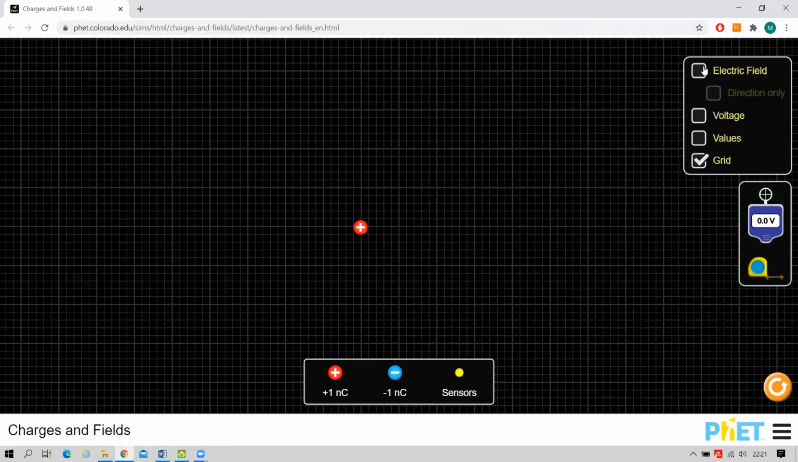Let me uncheck this electric field. The grid is okay. It says to place this charge at this point and just accept the location of the charge to be the origin. I will now put 5 different sensors.